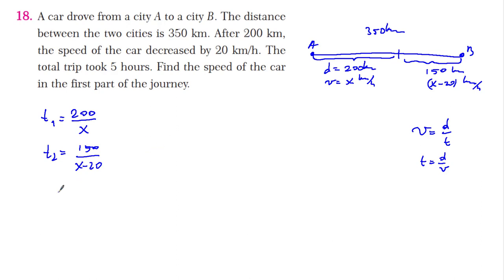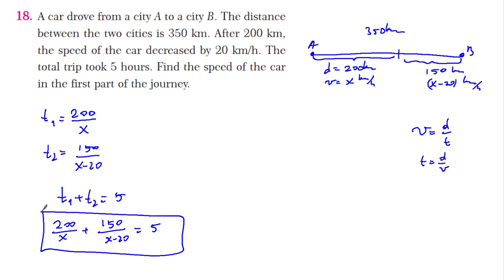So now the total trip took 5 hours. So T1 plus T2, that's 5. So 200 over x plus 150 over x minus 20, that is 5 hours. This is a quadratic equation of what we just solved previously.